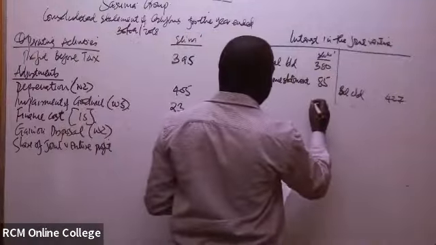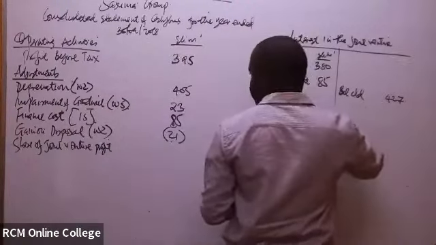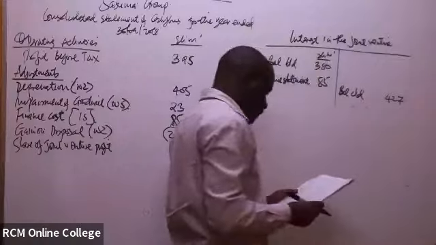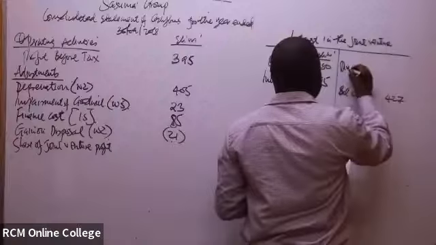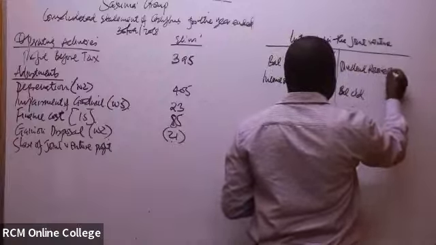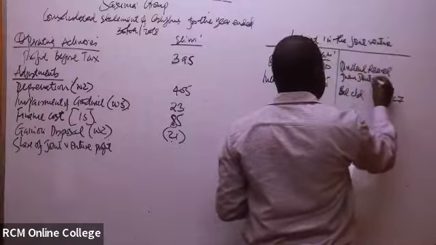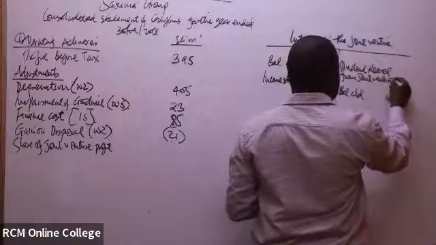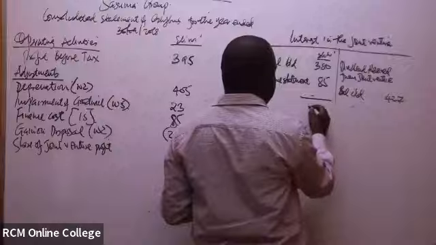So in this account, what we end up computing is the dividends received from the joint venture. The dividends received from the joint venture is 465.